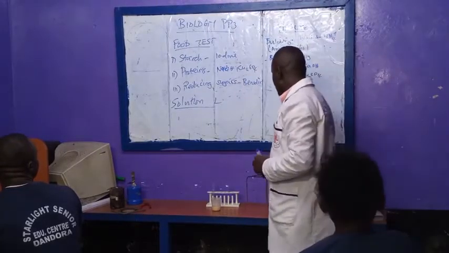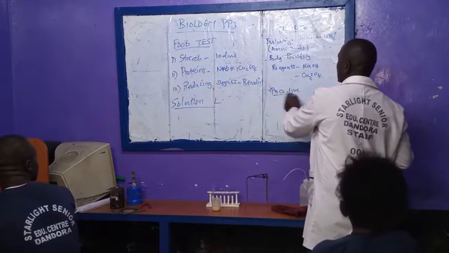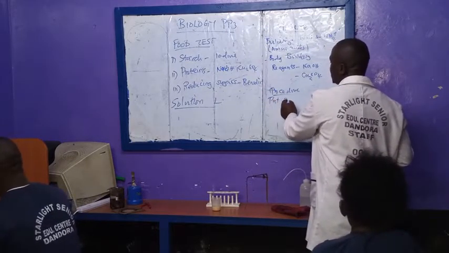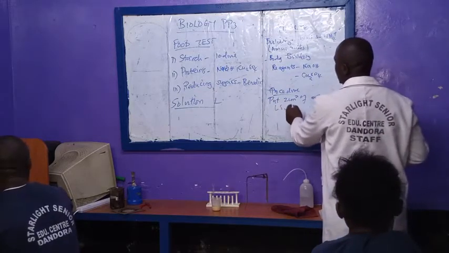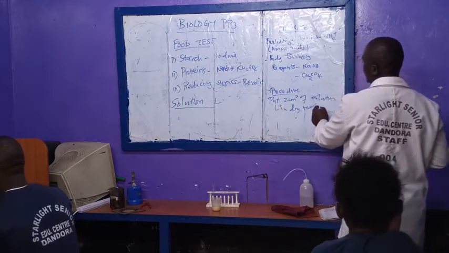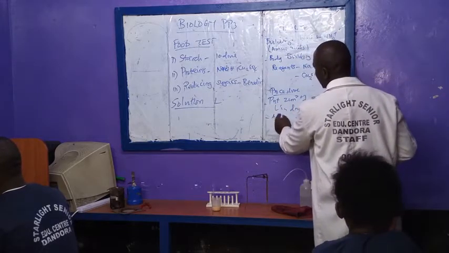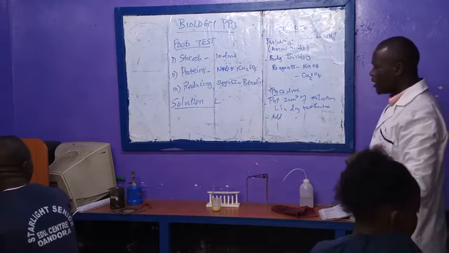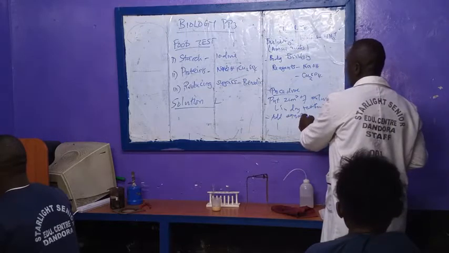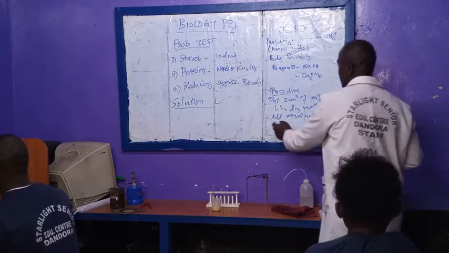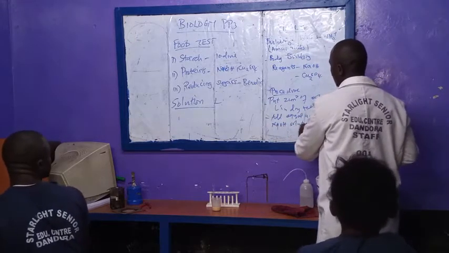So the procedure: you put 2 cm cubed of solution L in a dry test tube. Then you add equal amounts of sodium hydroxide solution and shake well.